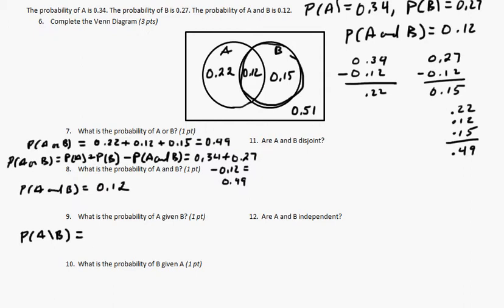Sometimes that helps. But the formula says it's the probability of A and B divided by the probability of the given, the probability of B. So the formula guides you. What's the probability of A and B? Well, there it is, 0.12. What's the probability of B? Well, 0.27. And I think that comes out to be approximately 0.44. I think the 4 repeats.